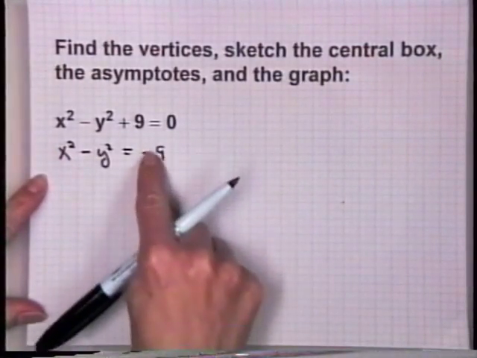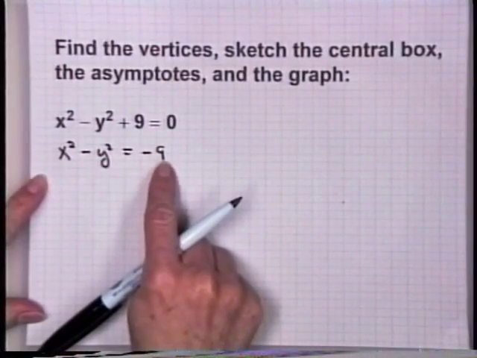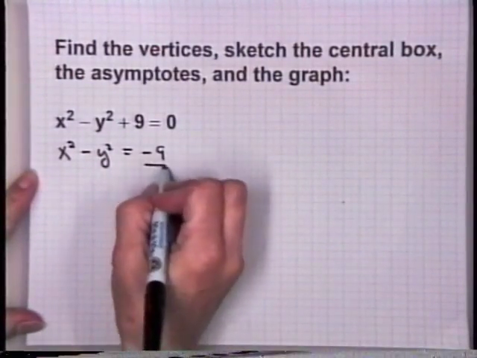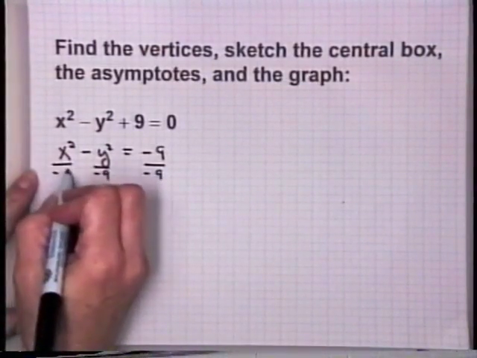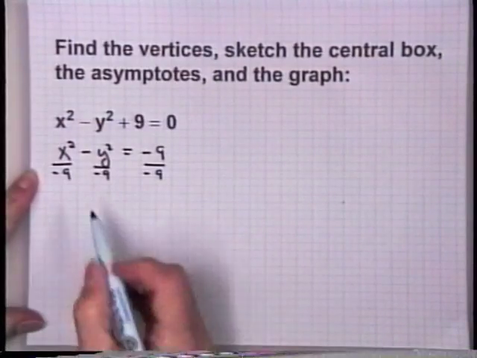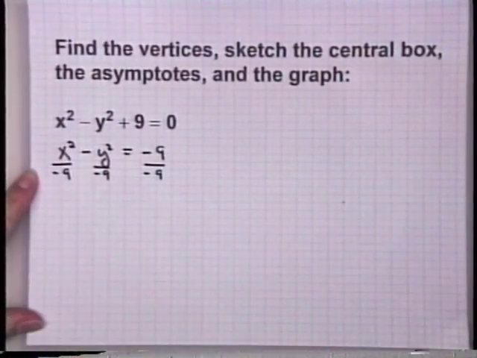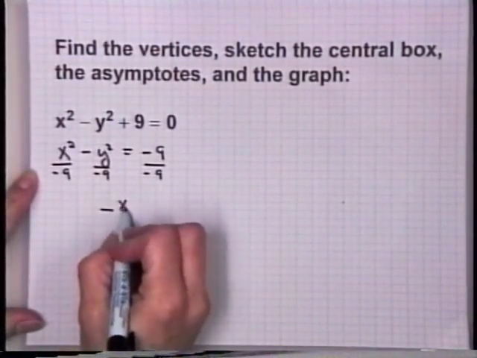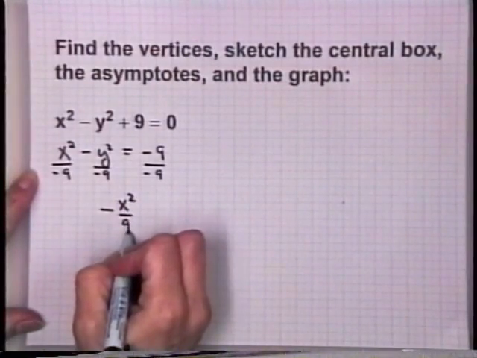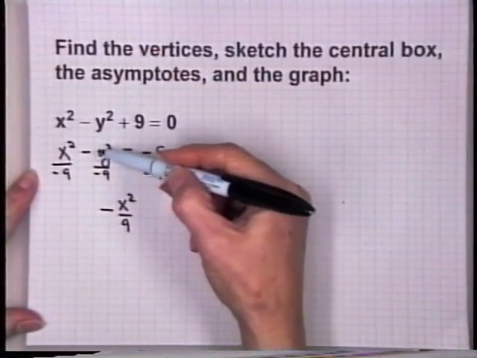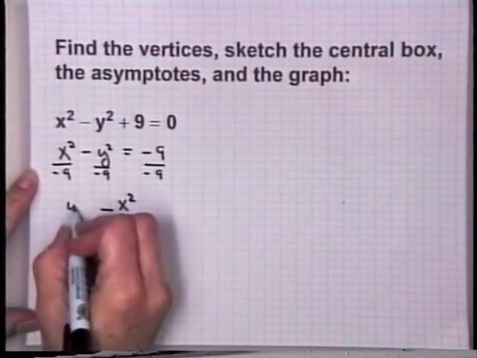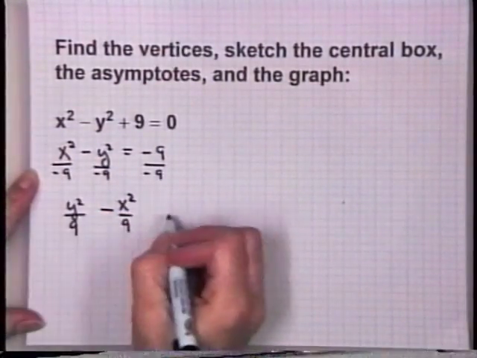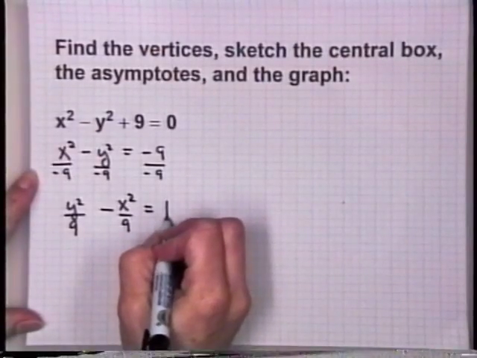Now, what do I want to get over here? I want to get a 1, and it needs to be a positive 1, doesn't it? Well, to get a positive 1, I need to divide by negative 9. So let's divide all parts of this equation by negative 9. Notice a positive divided by a negative, that's going to be minus x squared over 9. And here, I have a minus y squared over a negative, that's going to be a plus. So I'm going to put that one in front: y squared over 9 equals positive 1.